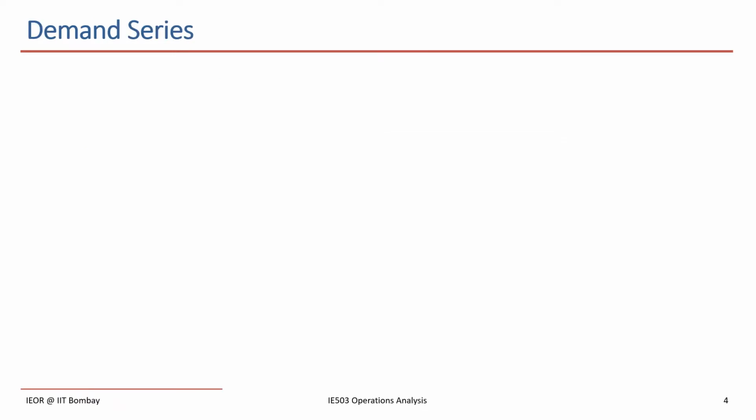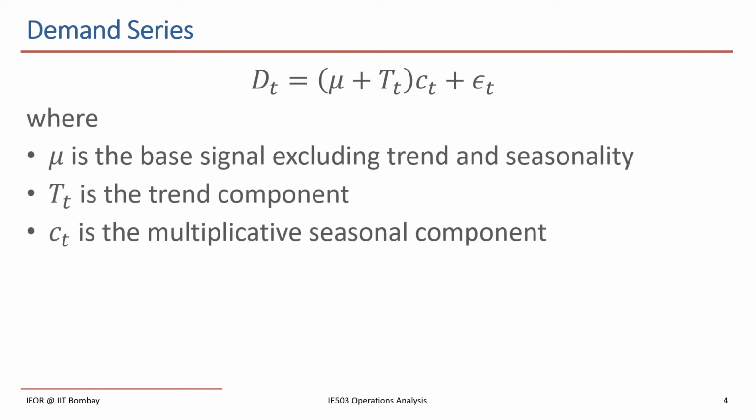Now, the underlying demand series, what we are assuming, can be captured as follows. The demand d_t is a function of mean mu plus T into C plus epsilon in each time period t. The mean mu is the base signal which excludes any trend and seasonality. Capital T is the trend component and C is a multiplicative seasonal component. And epsilon is of course the error with mean 0 and variance sigma square.